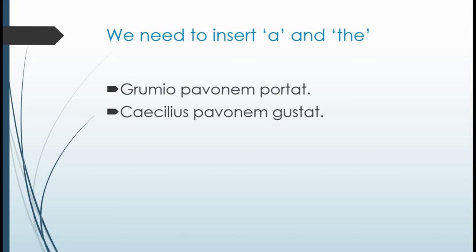As another example, Caecilius pavonem gustat means not Caecilius tastes peacock, but Caecilius tastes the peacock. We always need to make sure that we insert a and the into our translations to make sure that they make sense.